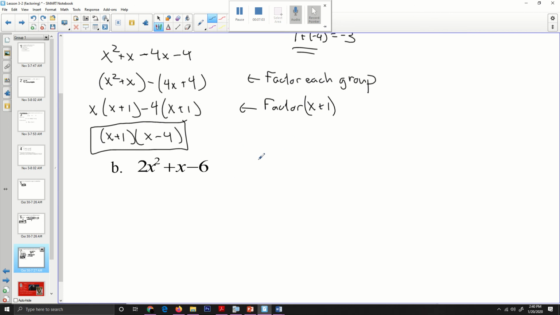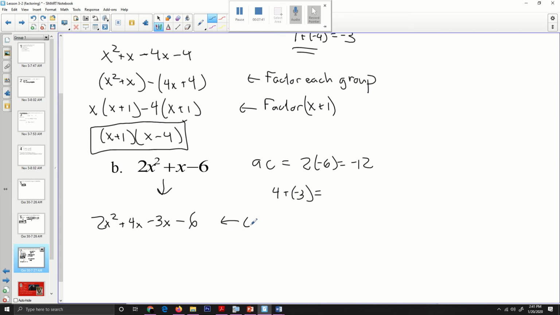Same thing here. AC in this case is going to be 2 times -6, and that'll give me -12. And so I need two factors of -12 that add up to positive 1. And so 4 plus -3 does add up to positive 1. And so I can rewrite this expression as 2x squared plus 4x minus 3x, again using those factors to replace the x term, and 4x minus 3x is just going to be x, and I have my -6.